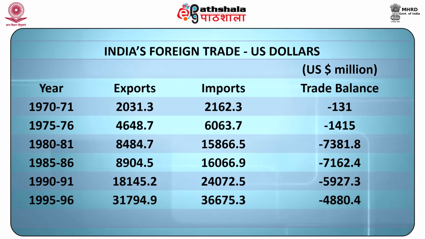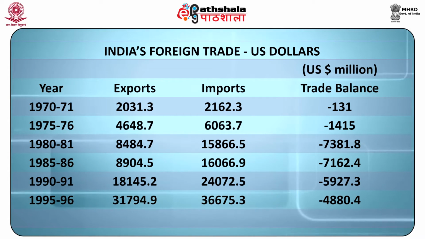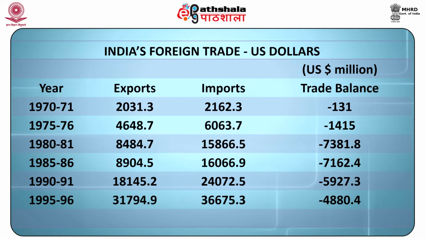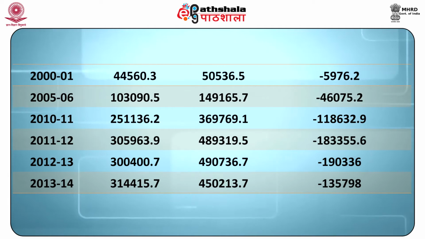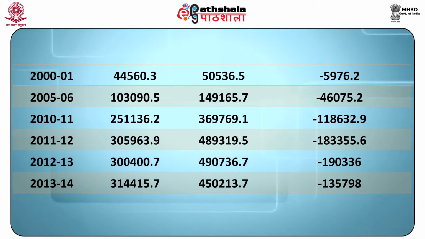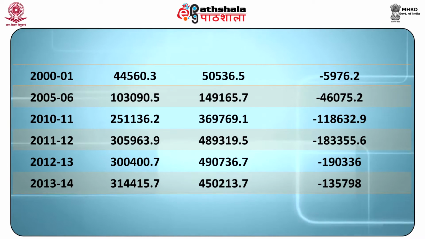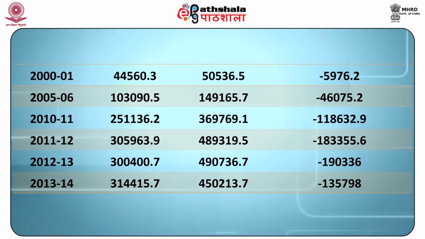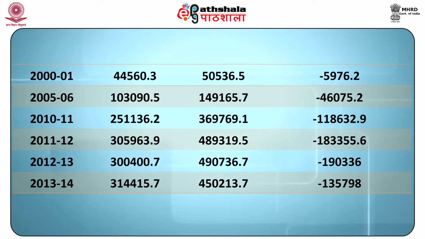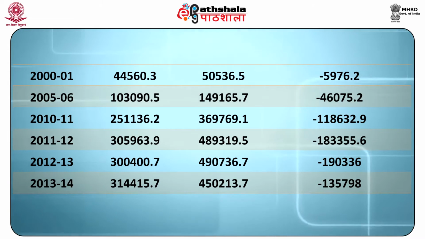In 1991, exports were 18145.2, imports 24072.5 and the trade balance -5927.3. In 95-96, exports were 31794.9, imports 36675.3 and a trade balance of -4880.4. In 2000-2001, exports were 44560.3, imports 50536.5 and a trade balance of -5976.2. In 2005-06, the exports were 103,090.5 and imports 149,165.7 and a trade balance of minus 46,075.2.